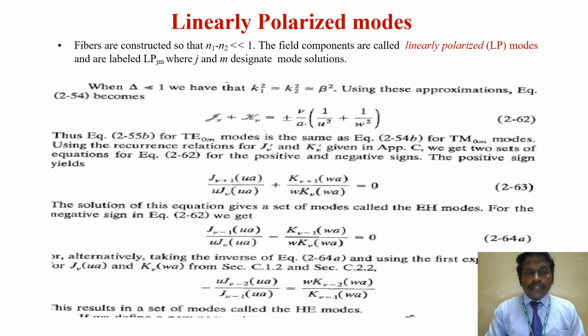So by using this one, we can get two sets of equations: J-v prime of ua divided by u J-v of ua plus K-v prime of wa divided by w K-v of wa equals 0. So the solution of the above equation that gives a set of modes is called EH modes. So EH modes and HE modes are hybrid modes. So accordingly, we can have the different values of the HE modes and EH modes in terms of k, that is k1 and k2, and in terms of beta squared.